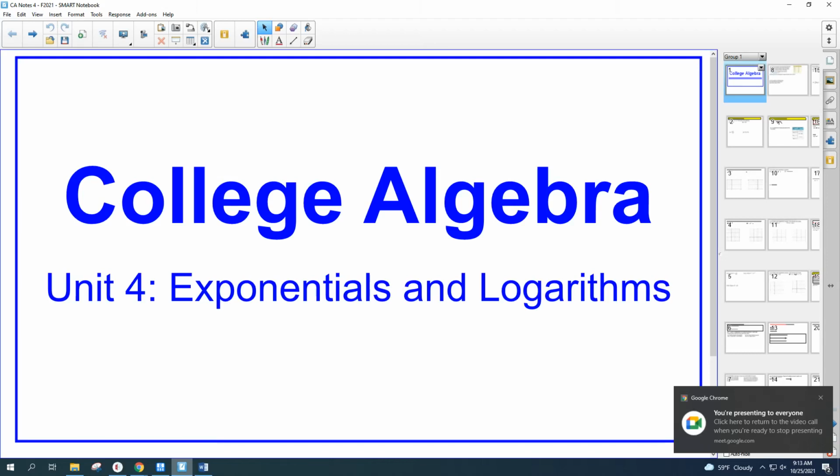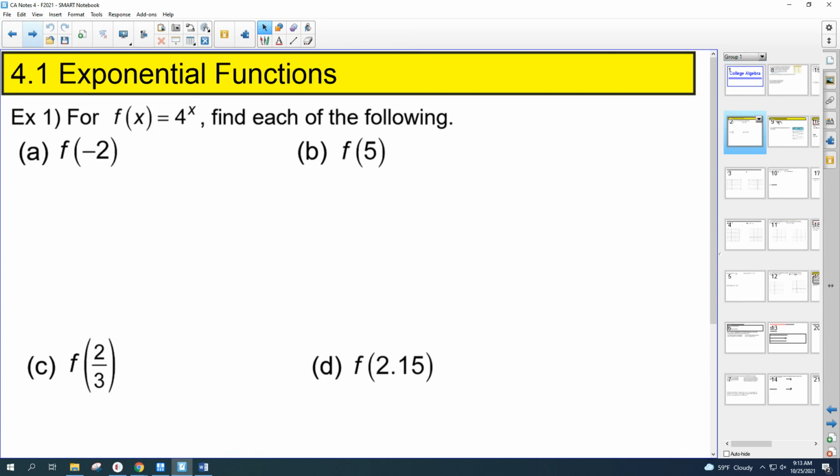Unit 4, exponentials and logarithms. 4.1 is exponential functions. We start with a pretty basic problem. It says for f of x equals 4 to the x. So we're looking at this exponential.